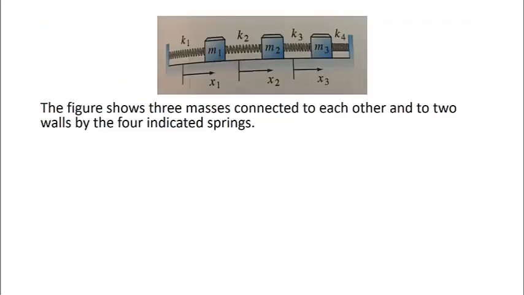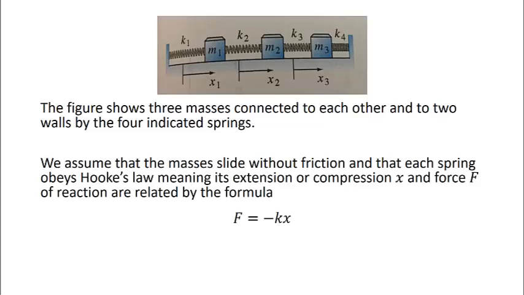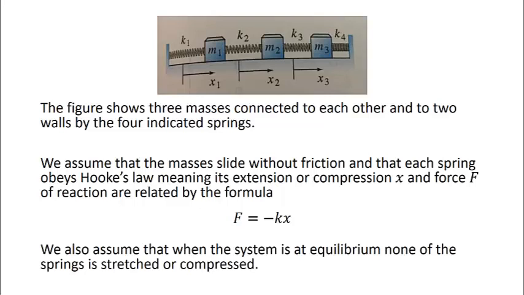Now, the figure here shows 3 masses, M1, M2, and M3, that are connected to each other and to 2 walls by 4 indicated springs labeled K1 through K4. We're going to assume that the masses slide without friction and that each spring obeys Hooke's law, meaning its extension or compression x and force F of reaction are related by the formula F equals minus Kx for some constant K. We also assume that when the system is at equilibrium, none of the springs is stretched or compressed.